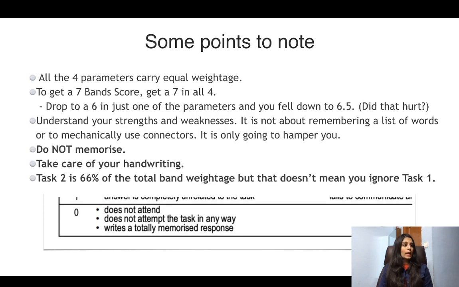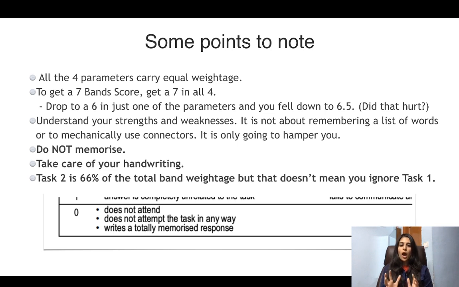Okay, some points that we need to note is that all 4 parameters carry equal weightage. So each parameter holds 25% weightage, and you should not be ignoring any one of them. Each one of them is equally important for us to score better. You might ask why. Now, the reason is that even if you score 7 in all the modules except for one, your overall band score in writing drops to 6.5.